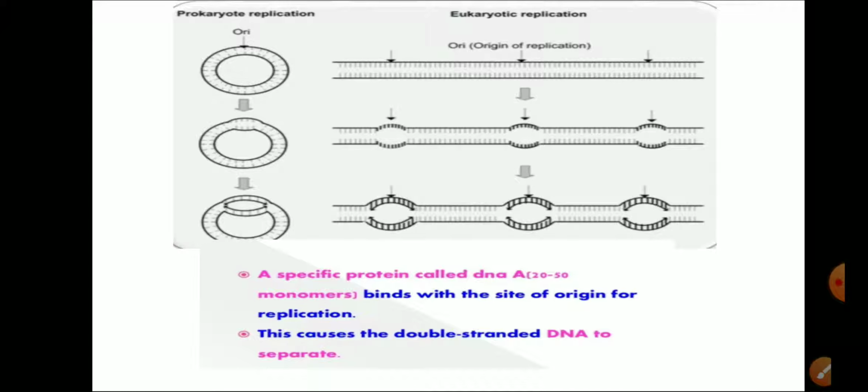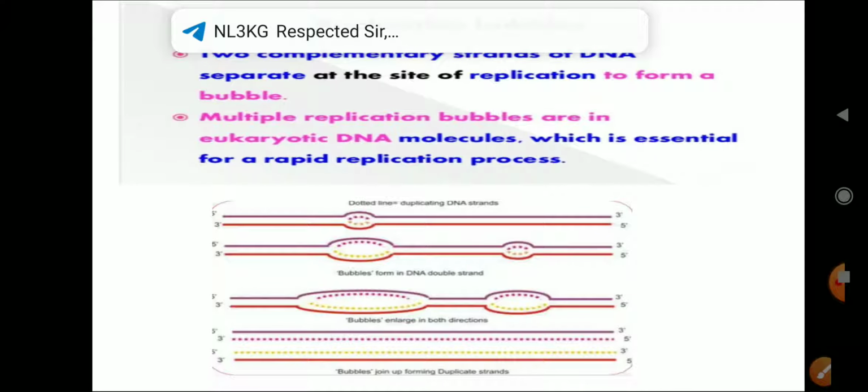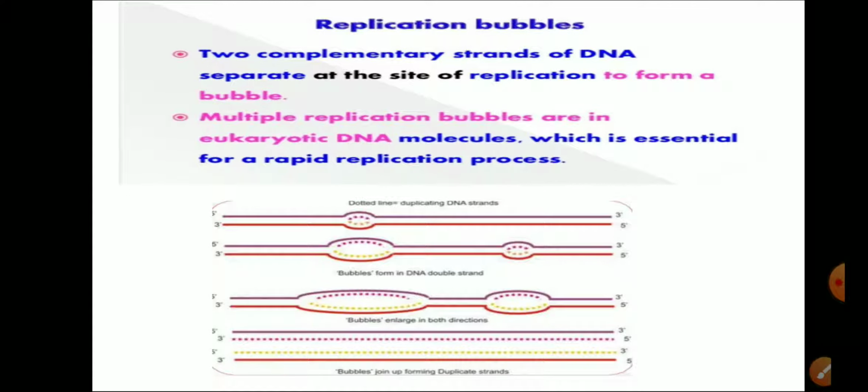A specific protein called DNA A binds with the site of origin of replication. This causes the double-stranded DNA to separate. Replication bubbles. Two complementary strands of DNA separate at the site of replication to form a bubble. Multiple replication bubbles are formed in eukaryotic DNA, which are essential for the DNA replication process. Here you are able to see the dotted line, that bulb structure, that is the bubbles formed in the DNA double strand.